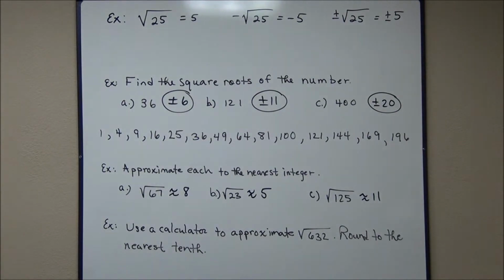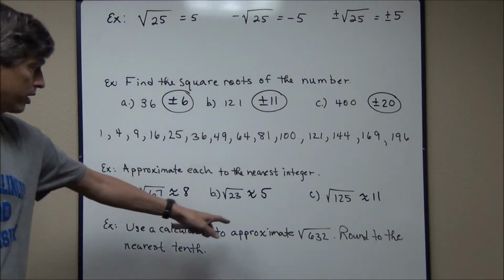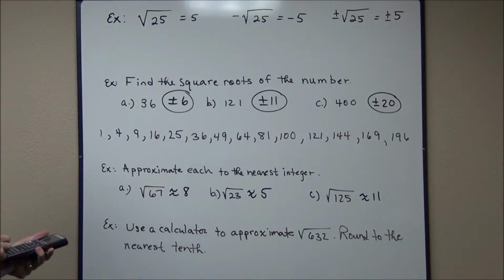Now, if you have one that does not come out evenly, like the next example, and they want it even more specific, they want a better approximation, then as you can see in the directions, you need a calculator. So I grab my calculator. It says use a calculator to approximate the square root of 632. So I have to use the square root of 632.